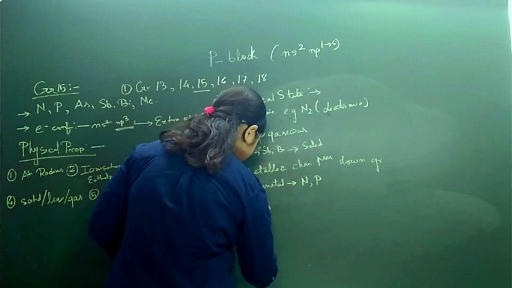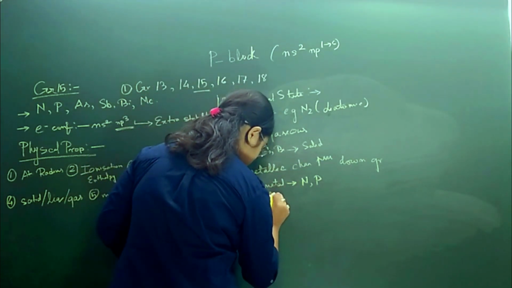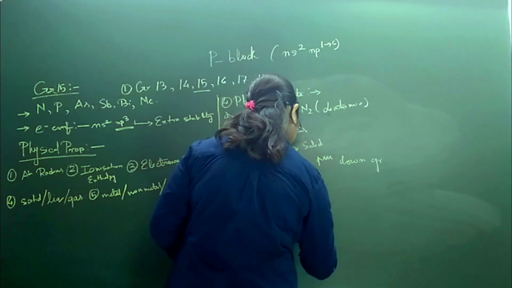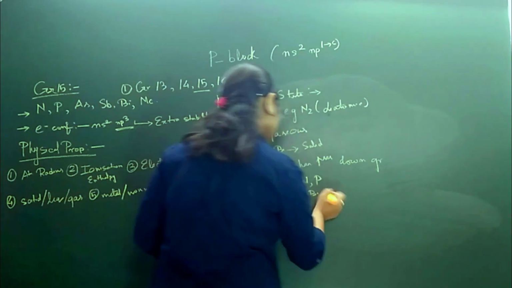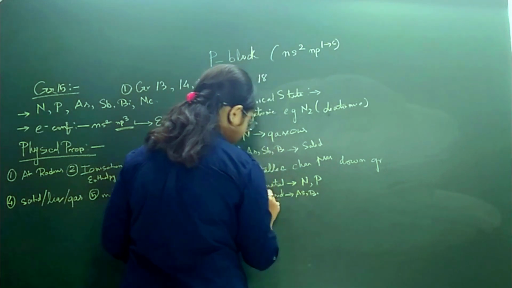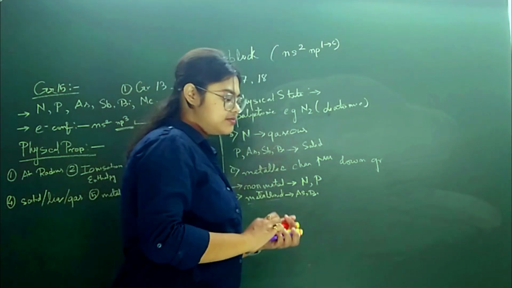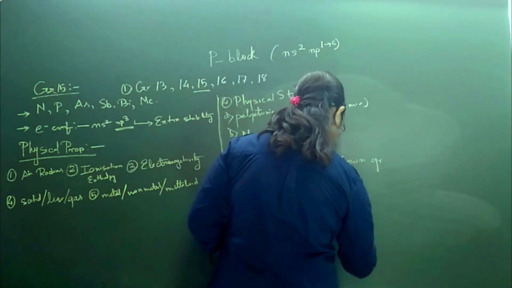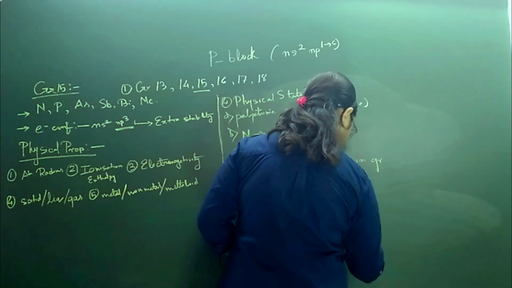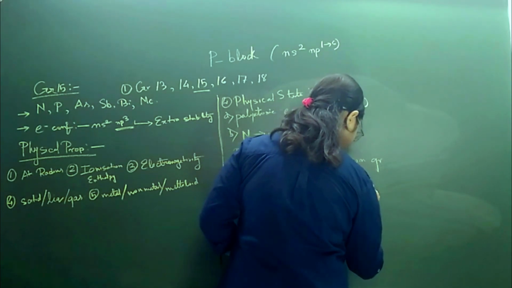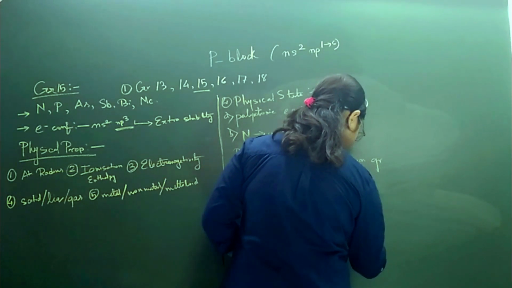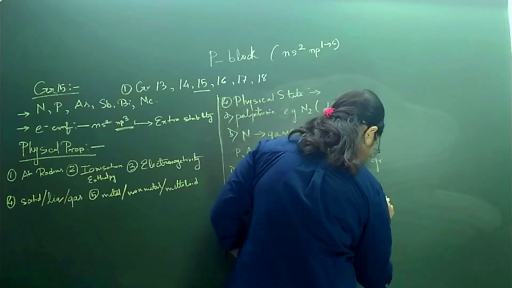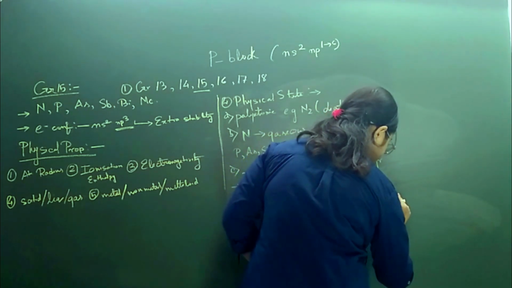Second, metalloids: arsenic and antimony. Then one question arises here: what is a metalloid? Metalloids are the elements that exhibit both metallic and non-metallic character.